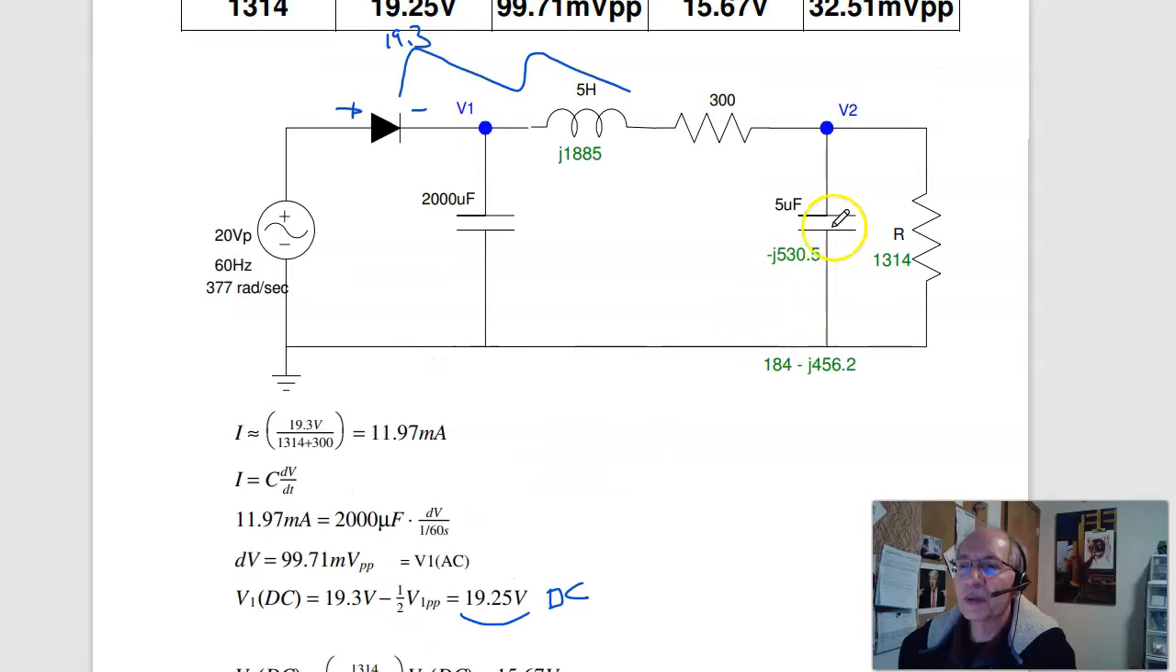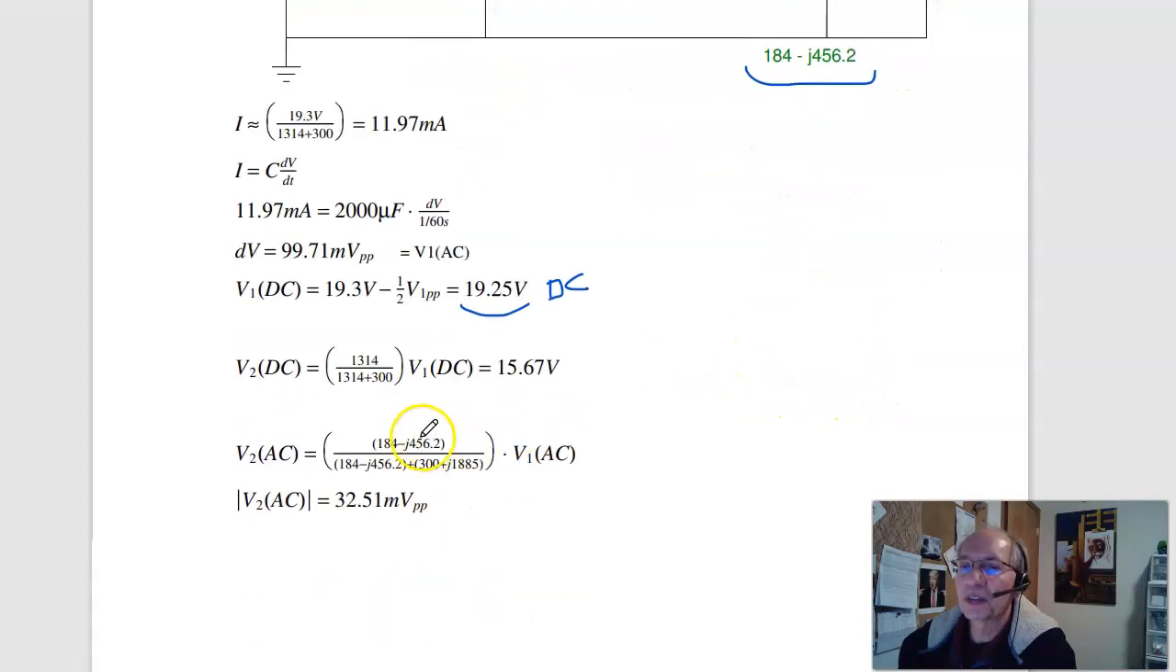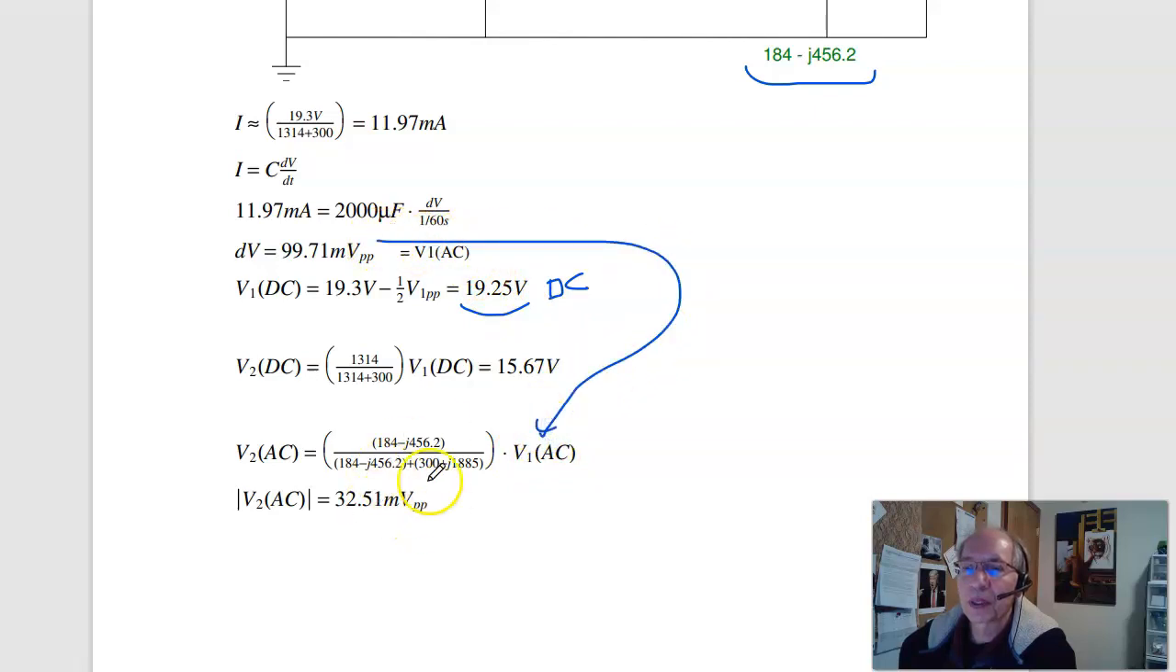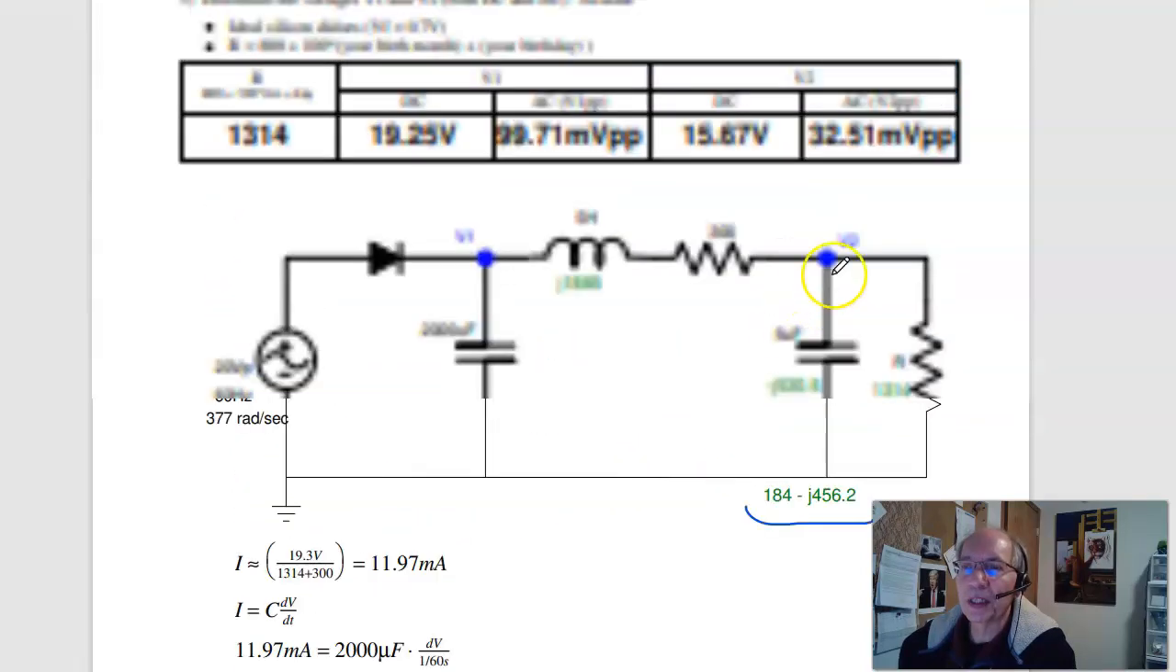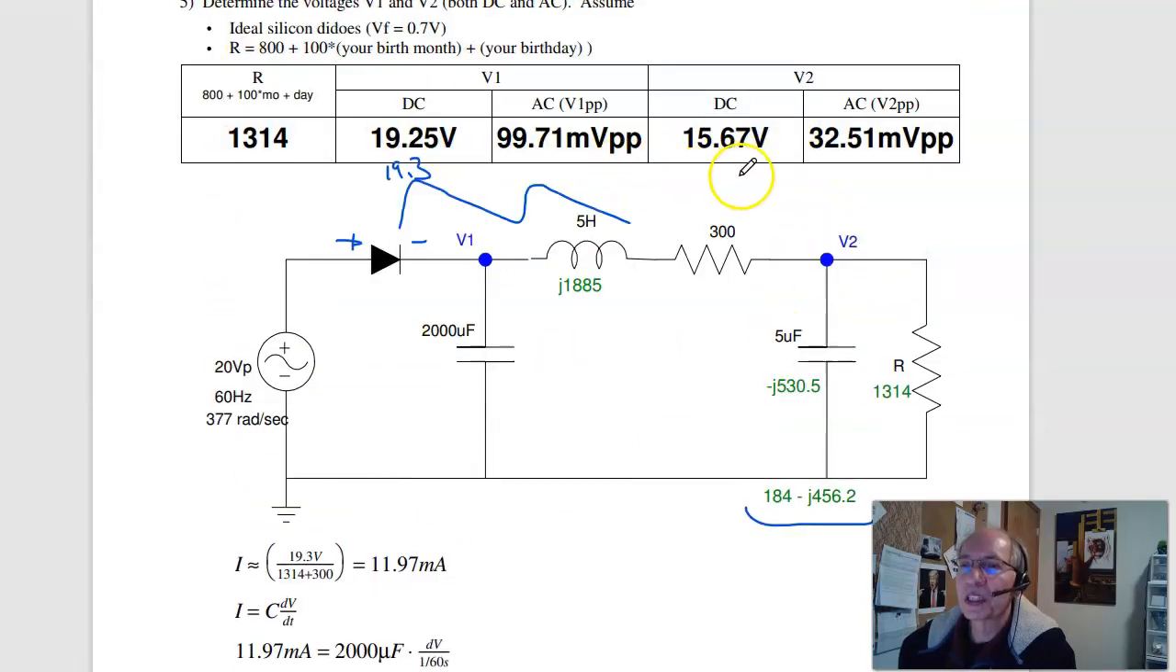The AC voltage, put these two in parallel, 184 minus j456 ohms, and voltage division. There's the parallel over parallel and the resistor and inductor times the input, which is this number right here. Multiply it out, take the magnitude, 32 millivolts peak to peak. So there's the DC voltage at V2 and the AC voltage.